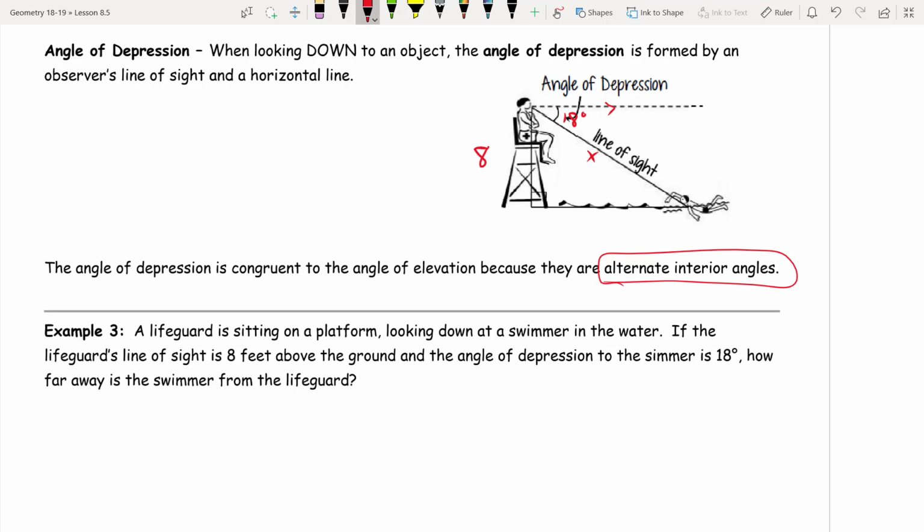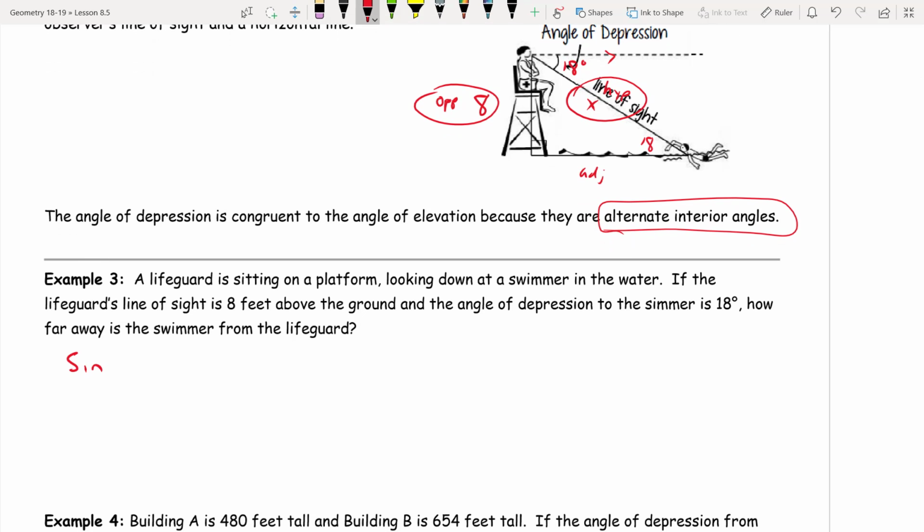So first thing I can do is move this 18 inside the figure. Now I've got my opposite side, I've got my hypotenuse, I've got my adjacent side, and so I've got info at opposite and at hypotenuse, which tells me it's going to be sine. So I have sine of my angle of depression, 18, equals my opposite side, 8, over my hypotenuse, x. We're going to swap those positions, and we have x equals 8 over sine of 18.